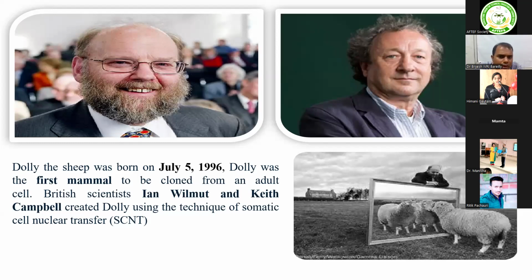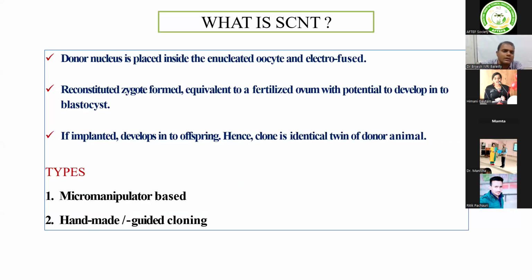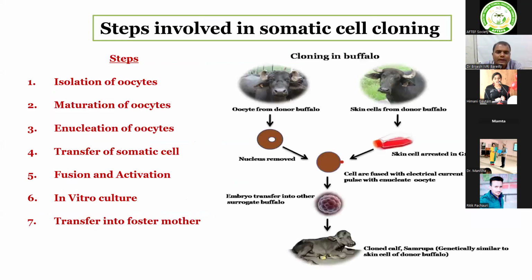What is somatic cell nuclear transfer? Donor nucleus is picked inside the enucleated oocyte and electrofusion is there. Then a reconstituted zygote is formed, equivalent to a fertilized ovum with potential to develop into the blastocyst, and if implanted develops into offspring. Hence, the clone is identical to a twin of the donor animal. So there are two types, micromanipulator using and handmade guided cloning. Our NDRI and CRB are using handmade guided cloning. Otherwise, here steps are there.